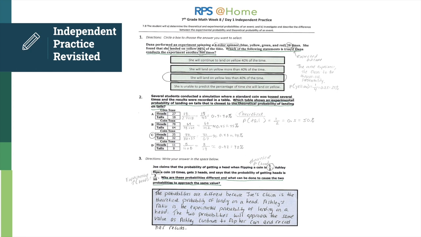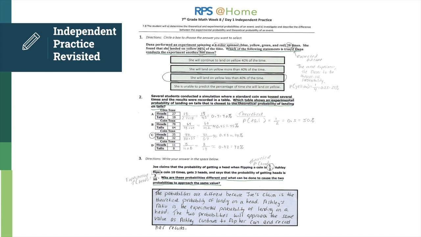We first start by calculating the theoretical probability of Dana landing on yellow. It's a 4-color spinner, so the theoretical probability of yellow would be 1 yellow out of 4 total possible outcomes, which is 25 hundredths, which is the same as 25%. So the more times that Dana conducts the experiment, the more the experimental probability will approach the theoretical probability of 25%. Therefore, she will land on yellow less than 40% of the time.